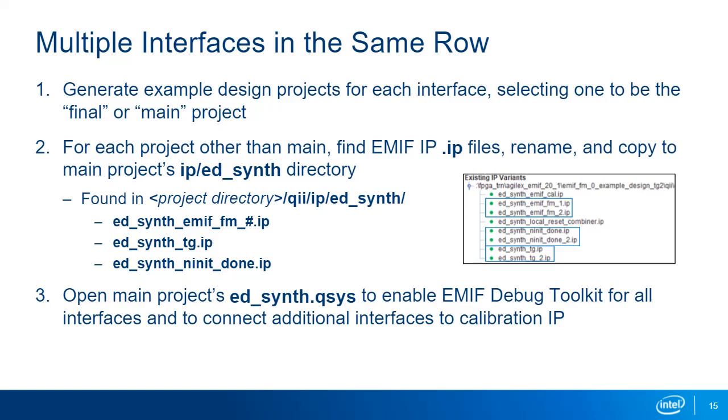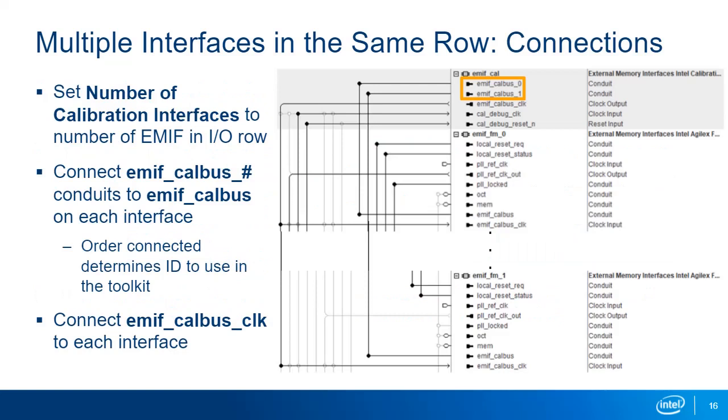Now, open the main project's Platform Designer system to add the copies to the design. Connect everything together and enable the toolkit for all interfaces. If you don't need assistance with connecting the multiple interfaces to the calibration IP, you can skip ahead to learn how to launch and use the toolkit.